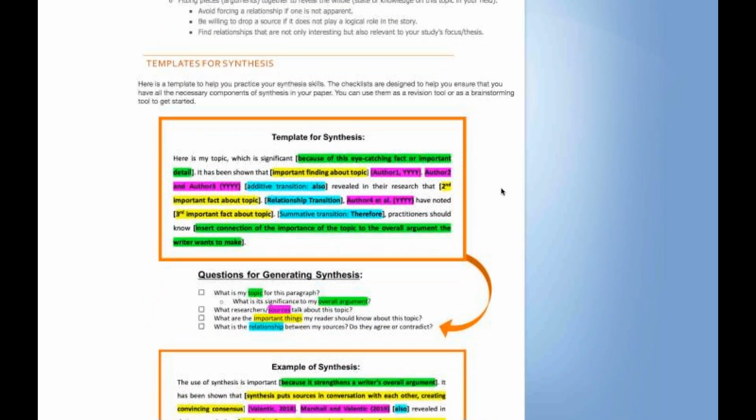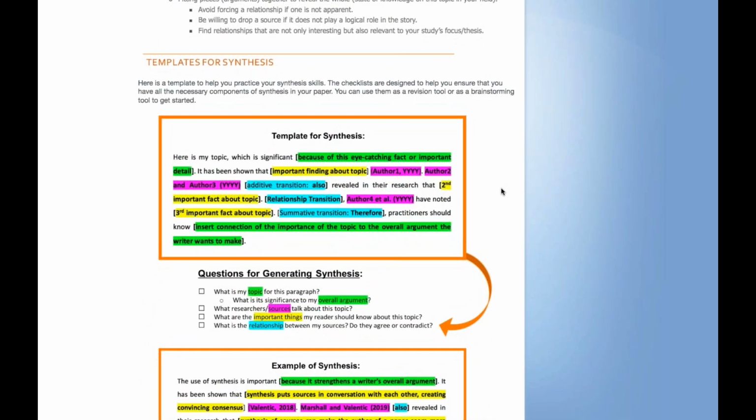To conclude this page, we have some templates to show you how to begin to synthesize. So just like our paraphrase templates that we looked at, these templates are not designed to be a restrictive way of showing you how to write each one of your paragraphs. They're just designed to give you some practice putting the pieces of synthesis together. So here's the template.